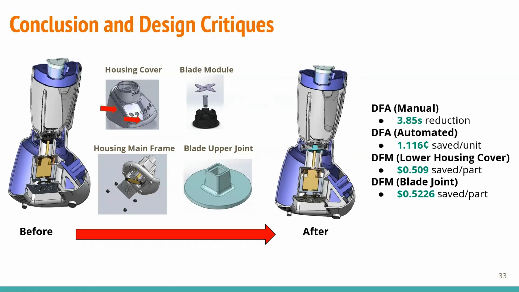Some critiques for the redesign are the need to change the housing mainframe to fit our new lower cover shape, and also using a square emboss for the new blade joint and adding complexity to the mold required to manufacture the new outer cover.